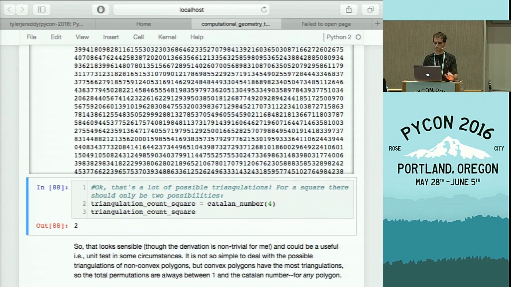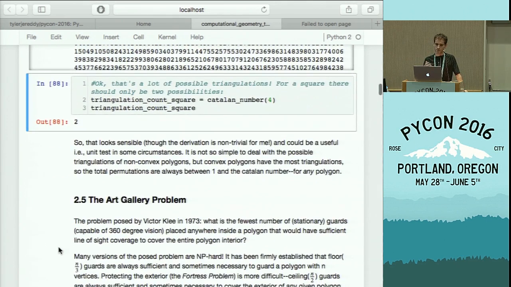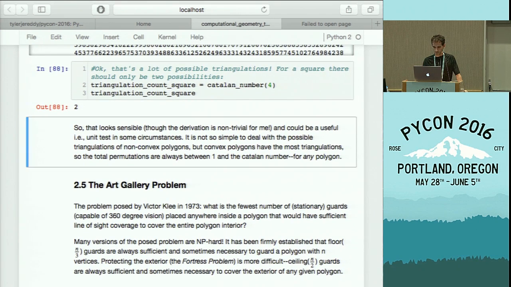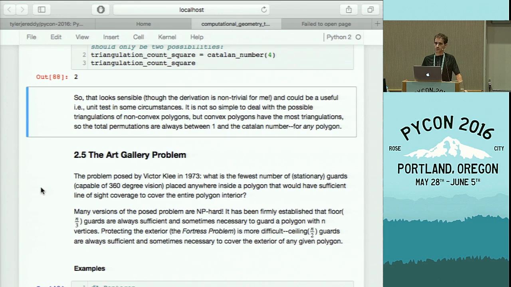So I also have a simpler example here where we feed in a polygon with 4 vertices into the equation, and we get that there are two possible triangulations there. And that matches with intuition. So again, I haven't formally proven it or derived the Catalan equation, but at least it makes sense in terms of intuition. It looks like it's working there. So again, from a unit testing standpoint, if you're working with concave polygons, which are maybe a bit messier to deal with in a triangulation context, you at least have an upper bound. So the number of possible triangulations is between 1 and the Catalan number.